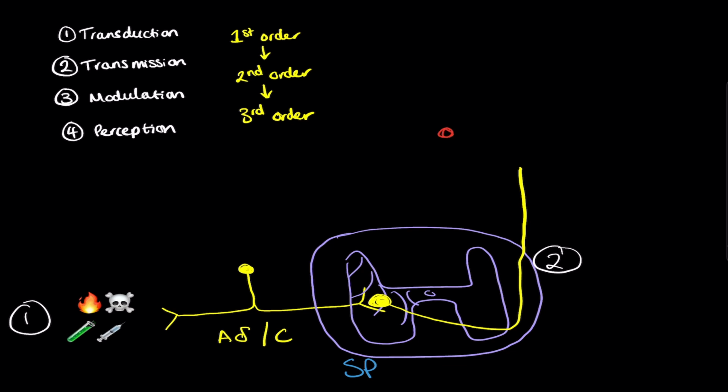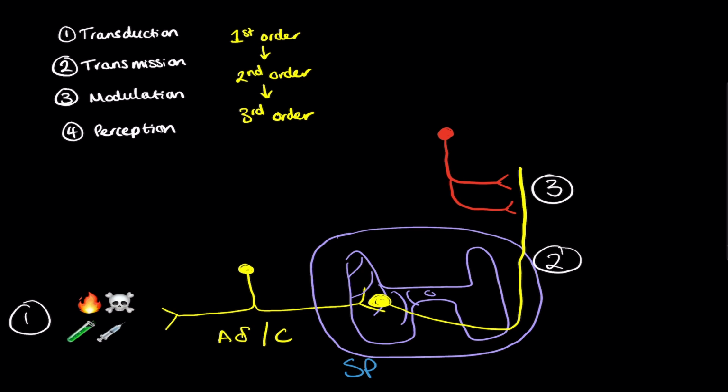As it travels up the spinal cord, signals are constantly being sent down by the brain and the higher centres to modulate any incoming messages. This is known as modulation, number 3. We'll discuss modulation of the pain signal at the end of this video.